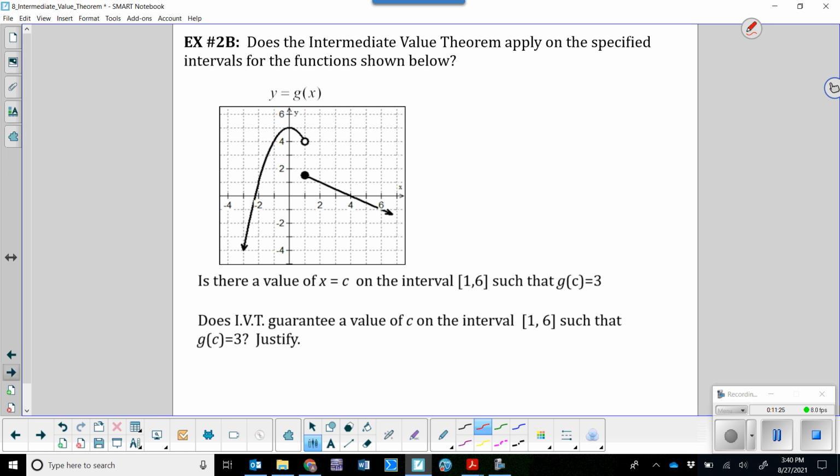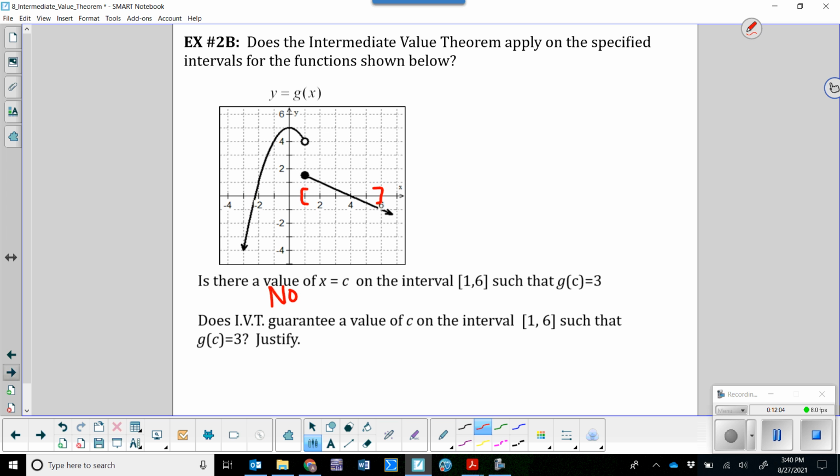So let's look at example 2, that says B, but I guess technically this is C. It says, does the intermediate value theorem apply on the specific intervals for what is shown below? So we have a different graph. This one's called G. So it says, is there a value of x equals c on the interval from 1 to 6 such that g of c equals 3? Well, we're going from 1 to 6. And in that interval, there's definitely no place where g of c equals 3.